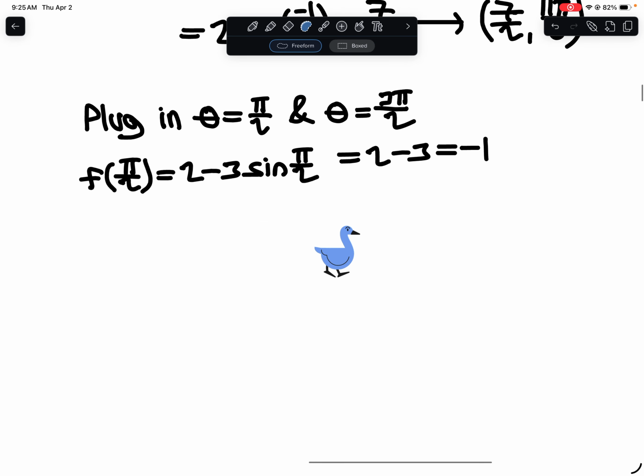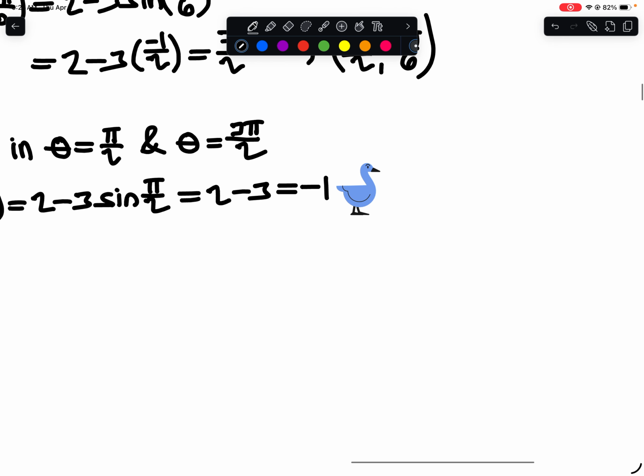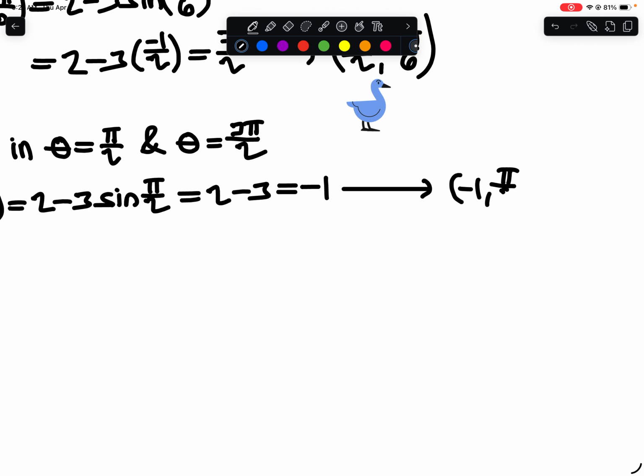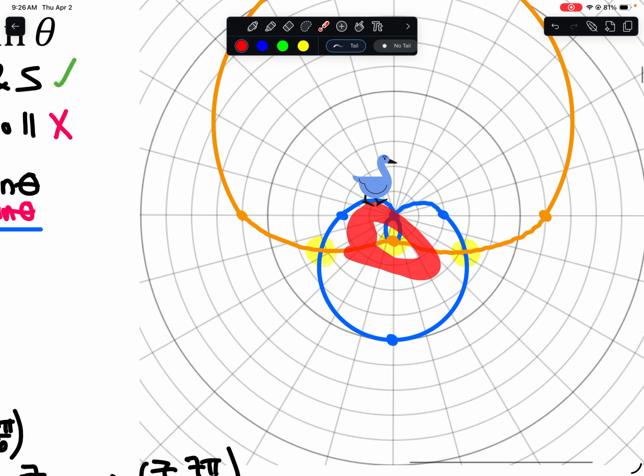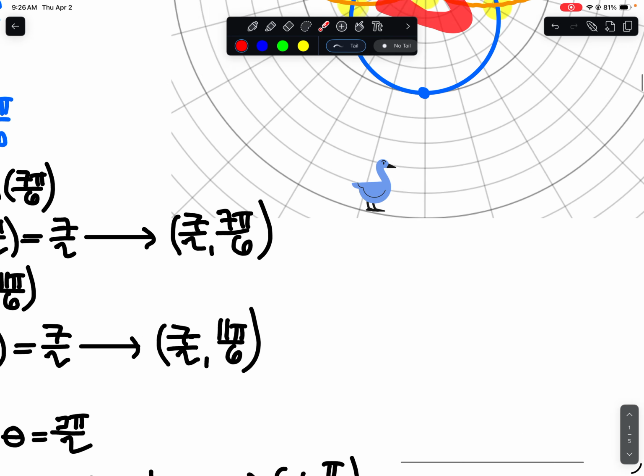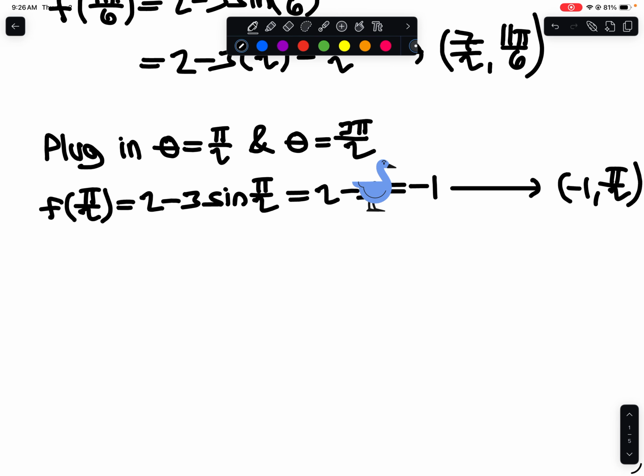So I'm actually going to put you back up here. This is going to be a point, negative 1 in the direction of pi over 2. If I reference my graph, that's actually the point that I wanted, because if it was a positive one, then it would be up here. So likely that's actually the point that I want.